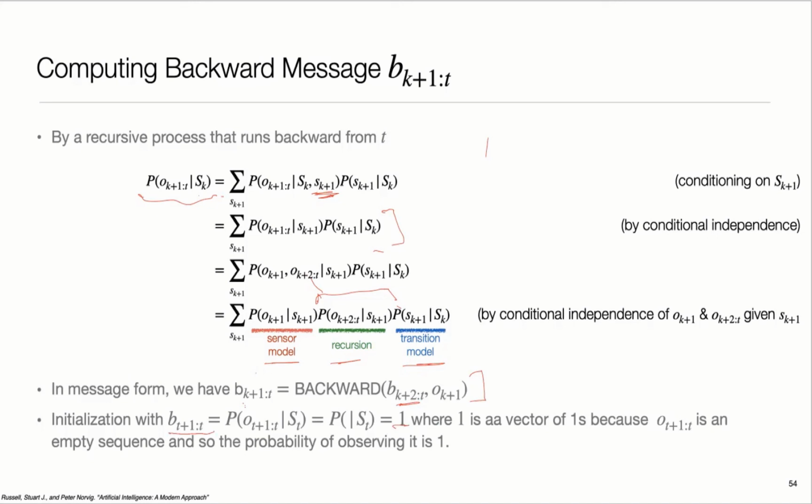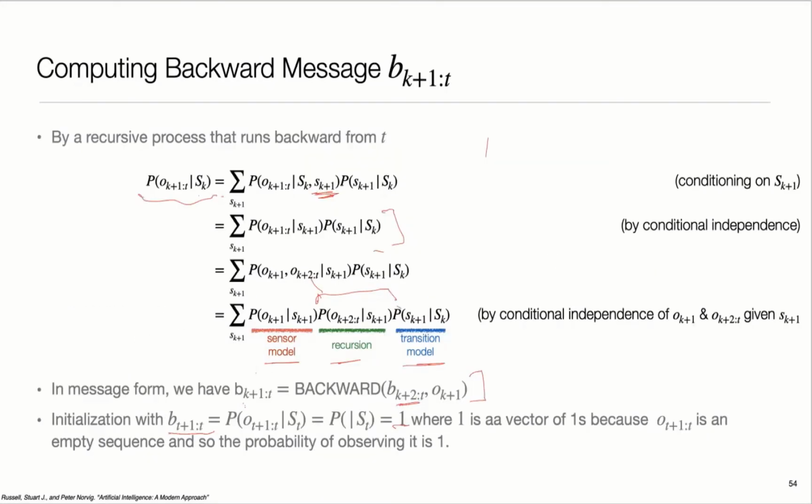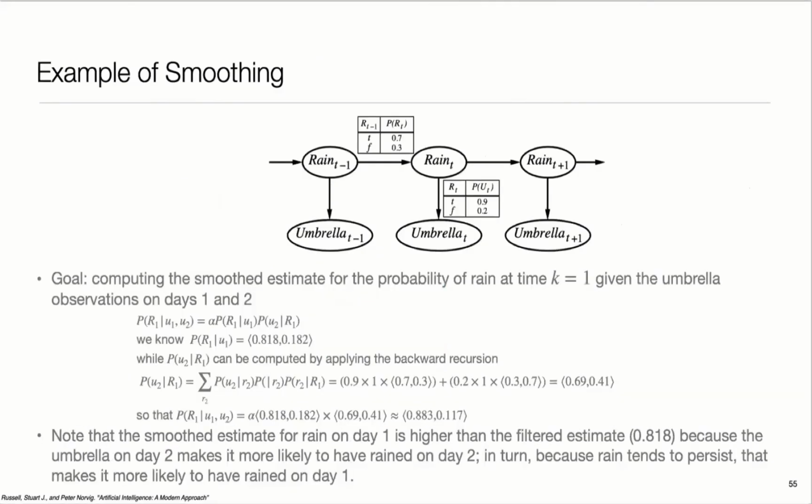So this looks very much like the forward one, and the basic structure is again much like what we did with the recursion in the umbrella example previously. You can do it out here. So in this particular case, we are doing smoothing, same example, and we are interested in finding the probability of rain on day 1 given we saw the umbrella on both days.